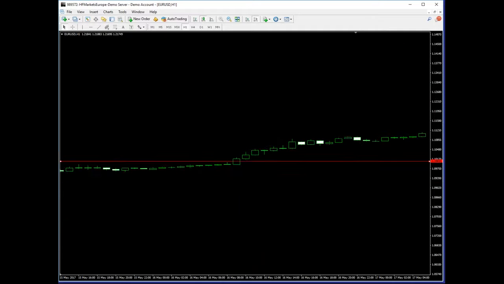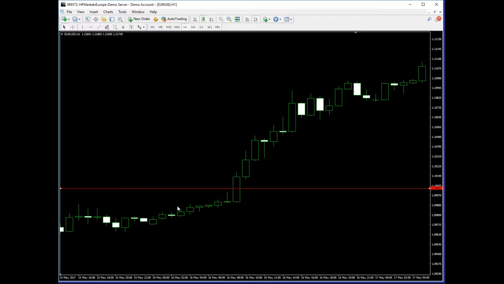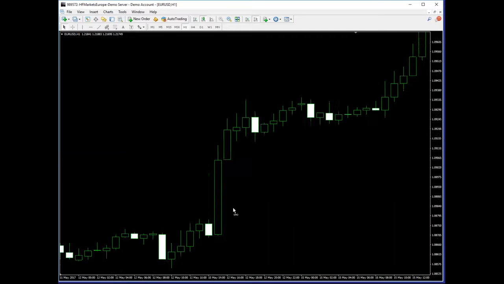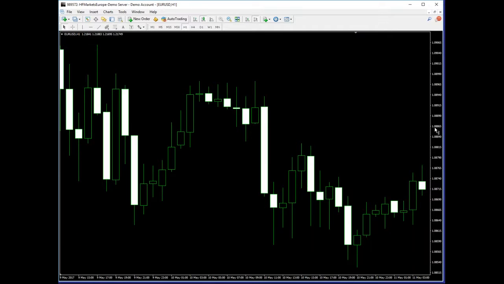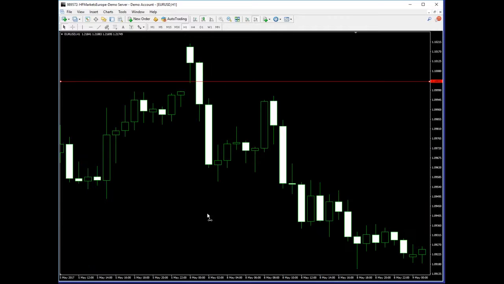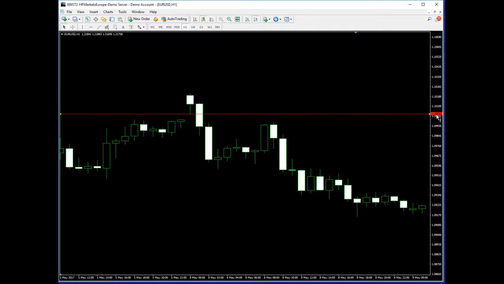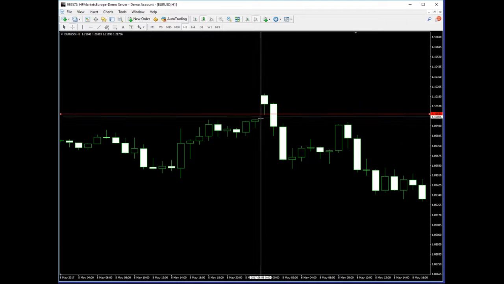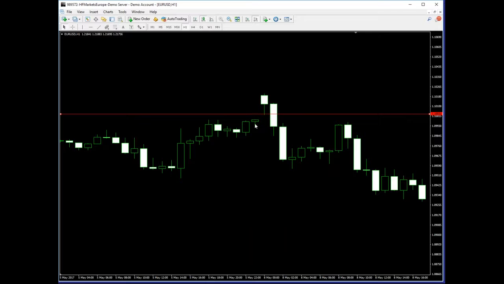At all these levels, the price is shooting past it like it was nothing. Well, I'm not going to find any good points here except for this one. I mean, there's a large gap right at this 1.1 round number.